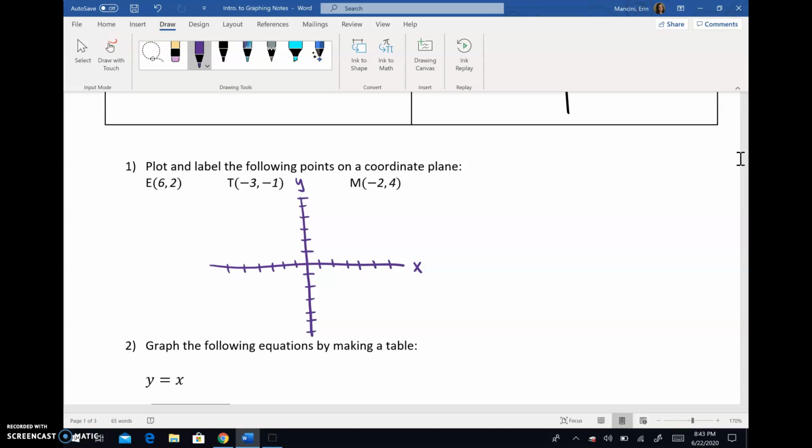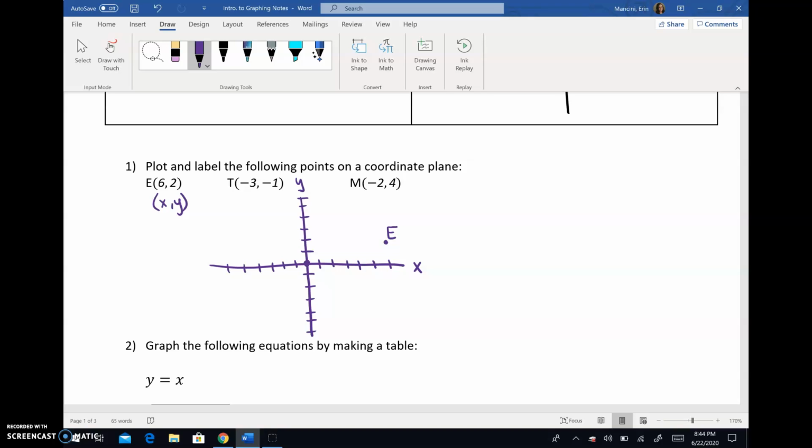Cool. So we're going to plot and label the following points on the coordinate plane. Again, remember these coordinates are written in the form x first, then y. So that means you travel 6 on the x and 2 on the y, both in the positive direction. You always start plotting at the origin, 0, 0, and move from there. So we'd move 6 on the x, 1, 2, 3, 4, 5, 6, and 2 on the y, up 2 because it's positive, to get our first point E, and label it because it says plot and label.